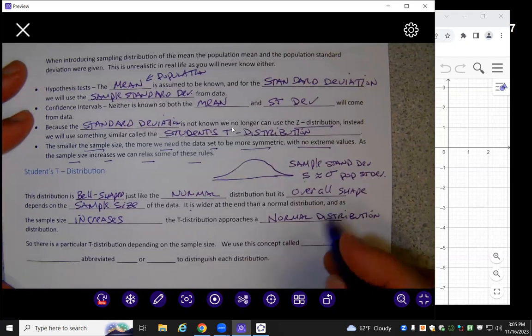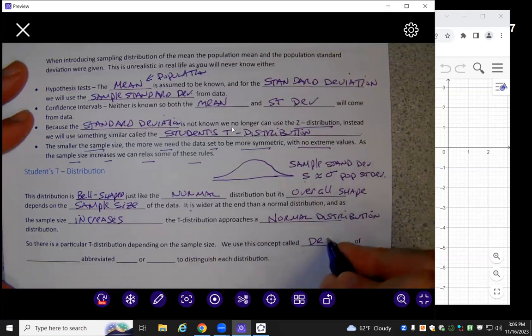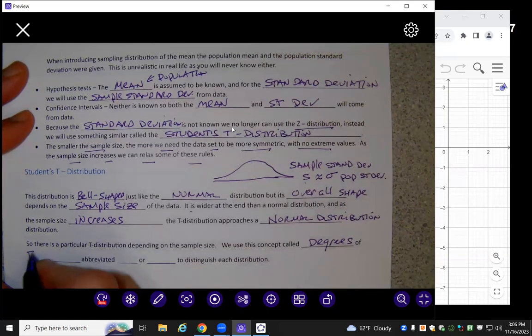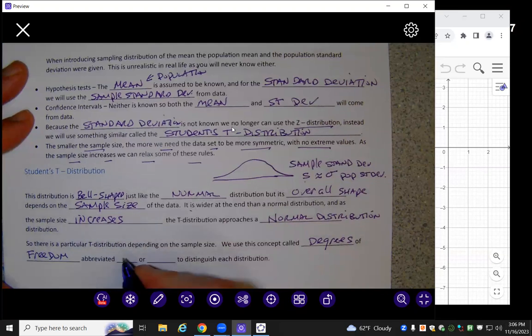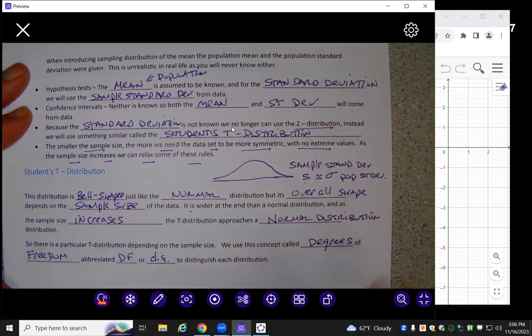We use a concept called degrees of freedom, abbreviated DF. Sometimes you'll see D period F or whatever, but when you see DF, it's degrees of freedom. And what are the degrees of freedom? Well, let's find out.